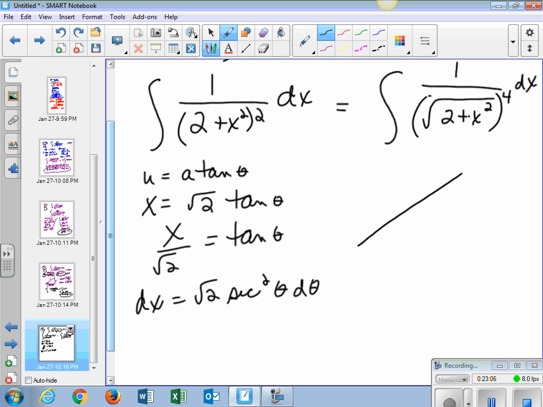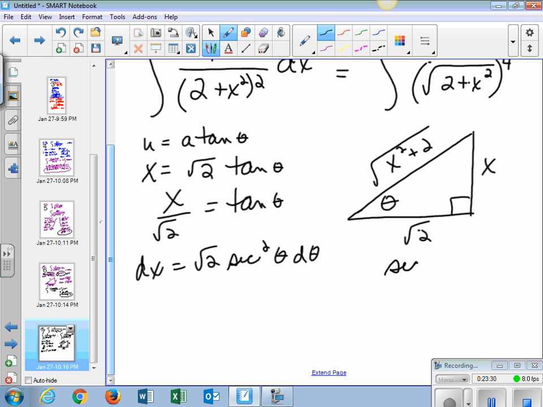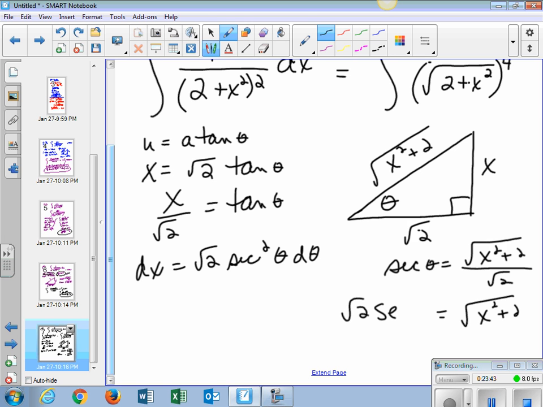I'm going to draw my little triangle, so I have all my parts here, then I'll be ready to do some substitution. Here's my theta. Tangent is my x over my root 2. So my hypotenuse is going to be x squared plus that root 2 squared, so x squared plus 2 inside that radical. So I'm trying to get a radical over a constant, so I'm going to be using secant. So I'm going to have secant theta equal to my square root of x squared plus 2 all over root 2. So basically for that radical, that x squared plus 2, I'm going to be substituting in root 2 secant theta.